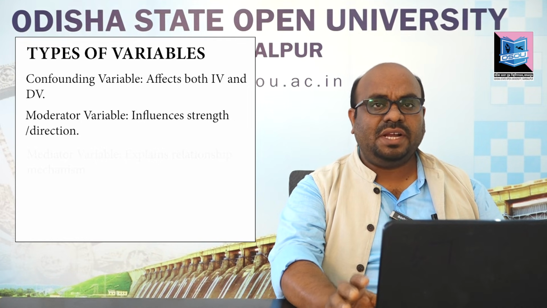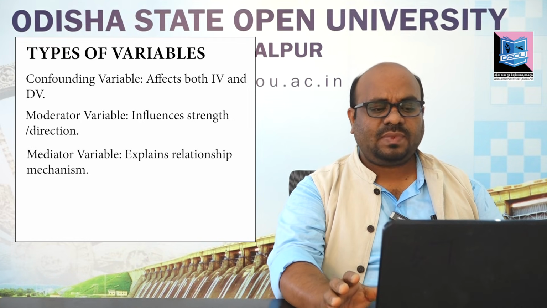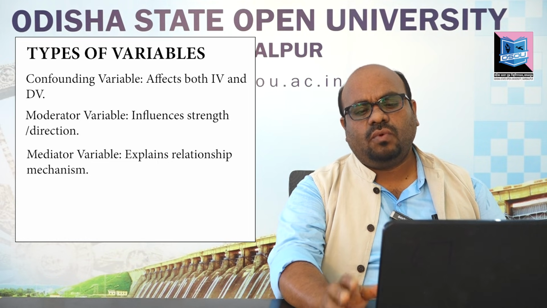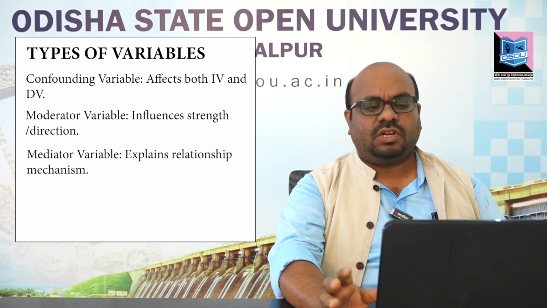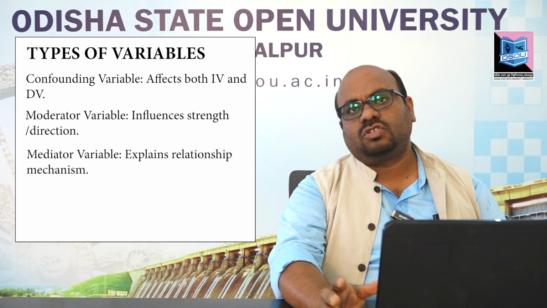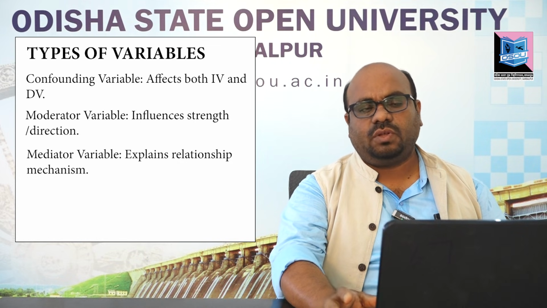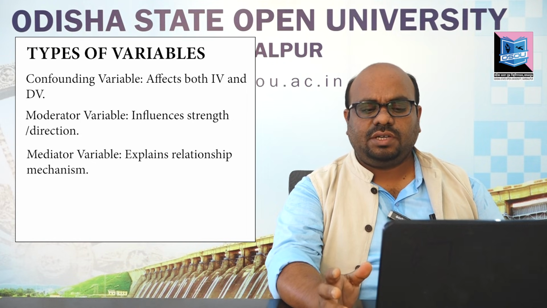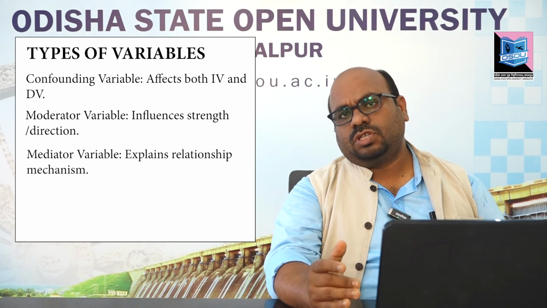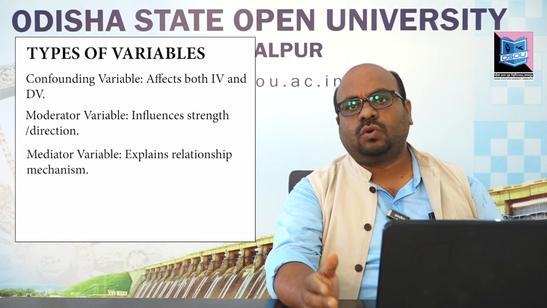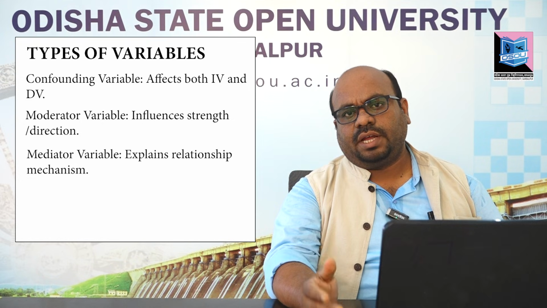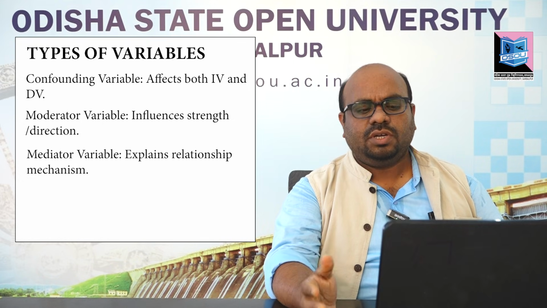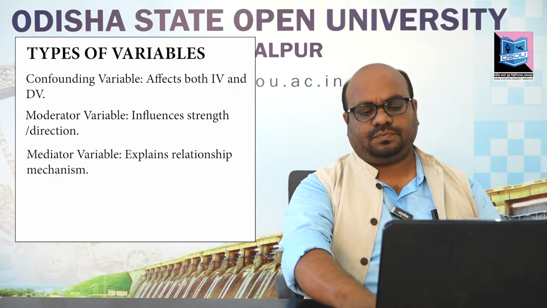Then what is the mediator variable? This variable explains how or why one variable affects another. For example, education may lead to better job skills, which then lead to higher income, so job skills are the mediator. It means if you study well, then you may get a good job. If you get a good job, then your income may be higher. So your job skills are the mediator.